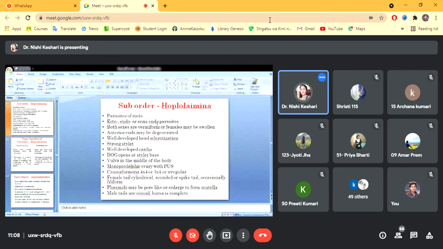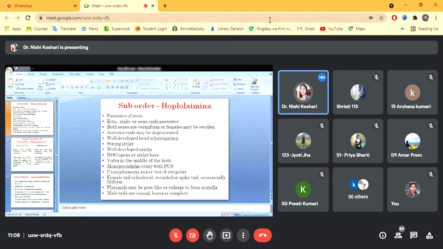Both sexes are vermiform or females may be swollen. So females may be swollen in which case the nematodes are endoparasites or semi-endoparasites. But in ectoparasites, both male and female have the same shape. Anterior ends may be degenerated because they have to penetrate the roots. Well-developed head sclerotization, strong stylet, well-developed cardia, DGO opens at stylet base, vulva in the middle of the body, monodelphic ovary with PUS. What is PUS? It is post-uterine sac.